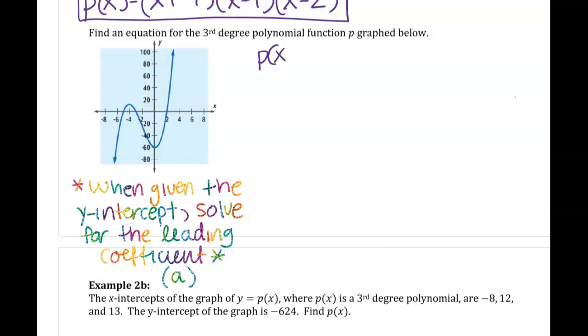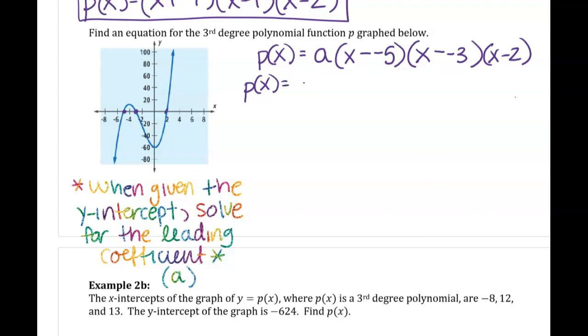So we have p of x equals some a times x minus, well, let's go through here. This is directly between negative 4 and negative 6. That's negative 5. So we have x minus negative 5 times x minus, this is directly between negative 2 and negative 4. So that x-intercept is negative 3. And the last one is 2. So times x minus 2. So p of x equals a times x plus 5 times x plus 3 times x minus 2.